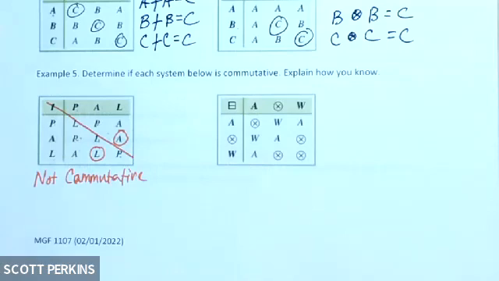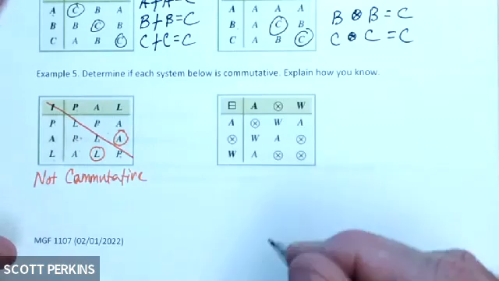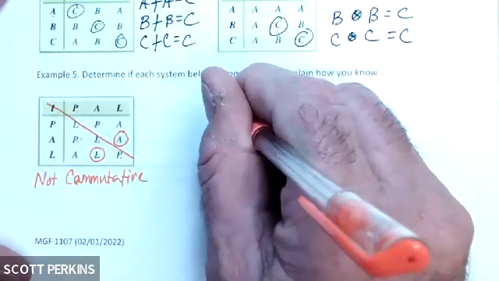So I'll give you a moment to look at the second one in case you were confounded, because this is difficult stuff. Look at the second one and determine, is it commutative or not?